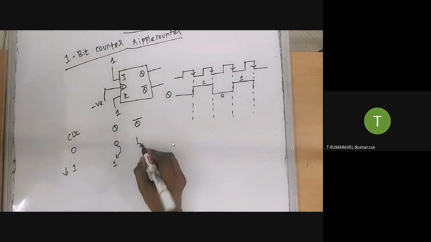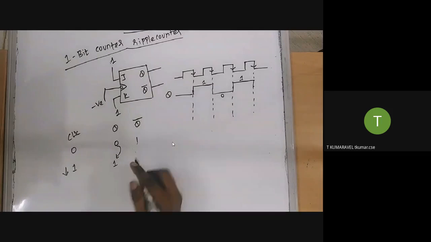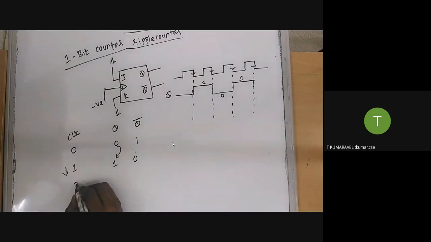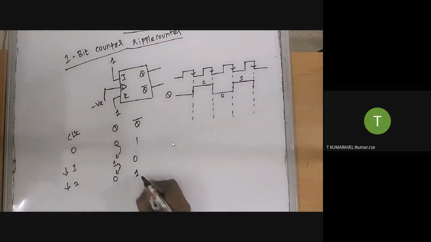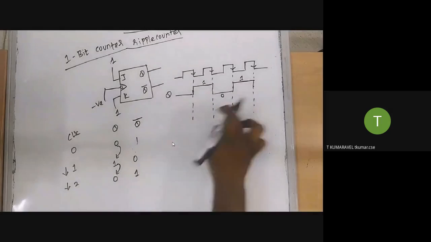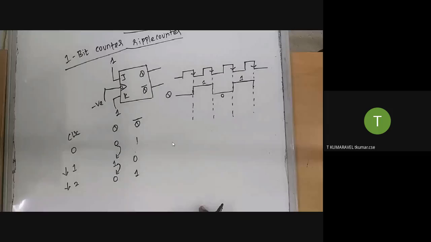So this is Q bar. What is the Q value? 1. So this is a 0. Next I am going to provide the next clock cycle. The previous value is 1, and it makes it a 0. This is Q bar. What is the Q value? 1. Same thing I can explain here in the timing diagram.